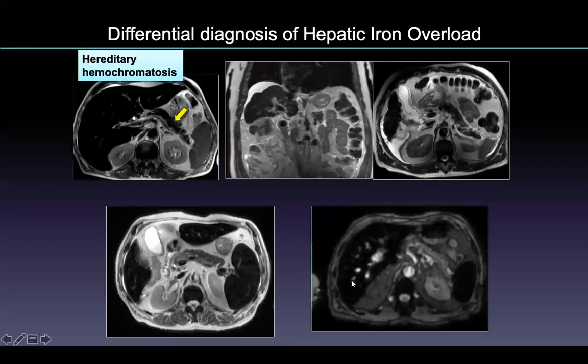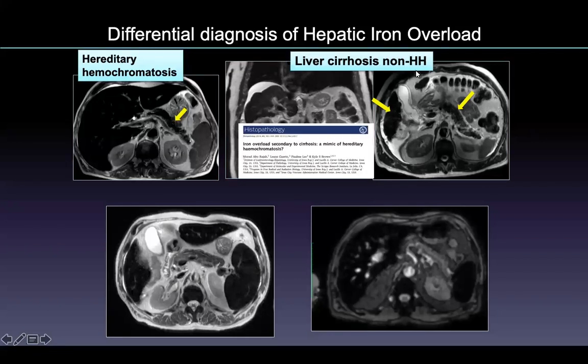For example, we know that in hereditary hemochromatosis, we can have iron in the liver and also in the pancreas. But be careful, because in some cases, we can have liver cirrhosis with low signal intensity with iron in the liver and also in the pancreas in cases of non-hereditary hemochromatosis liver cirrhosis. This is rare, but can happen.